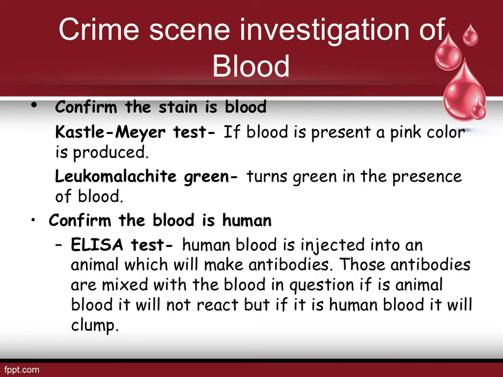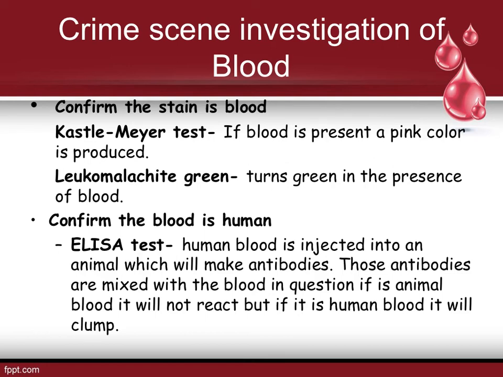Okay, so one of the things you're going to have to learn how to do is how to process a crime scene that involves blood, because this will be one of the units where we do a crime scene. There are 3 steps to doing this. The first being that you have to confirm that the stain that you are looking at, that red spot that you are looking at, is actually blood.